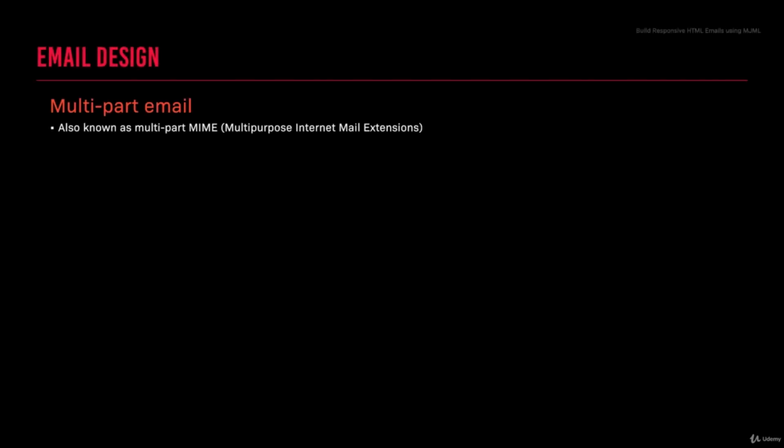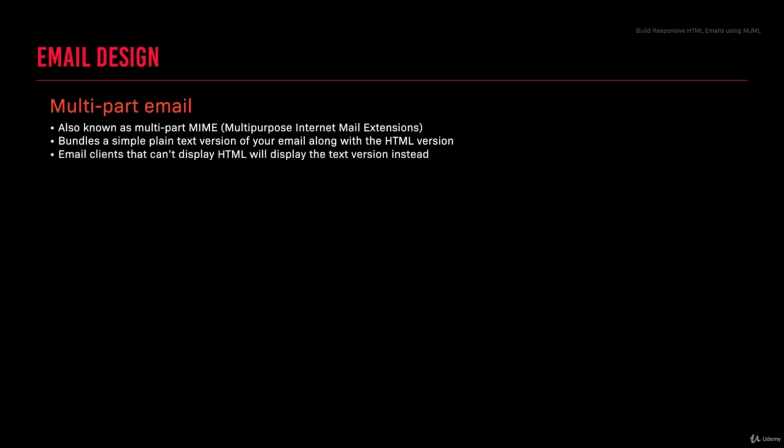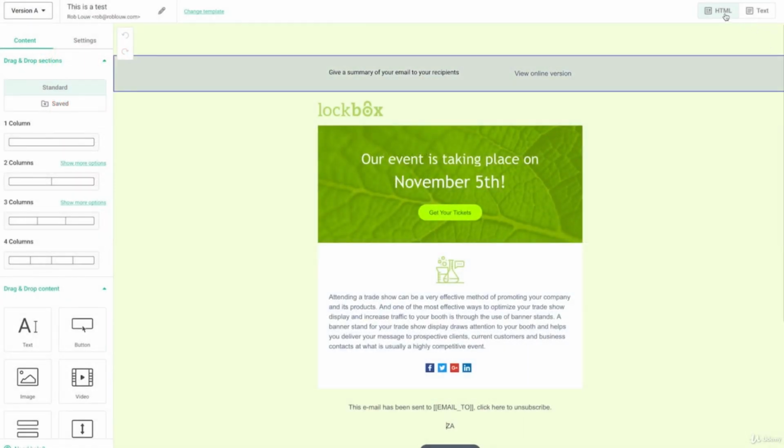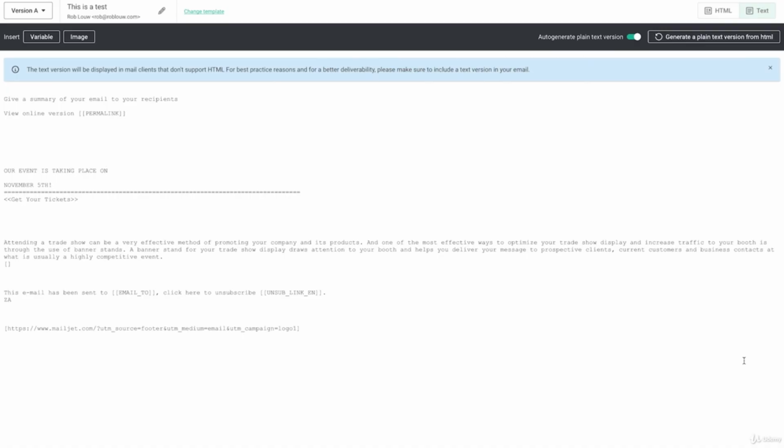So what's a multi-part email? A multi-part email, also known as multi-part MIME or Multipurpose Internet Mail Extensions, bundles a simple plaintext version of your email along with the HTML version. And email clients that can't display HTML will display the text version instead. It's recommended that a multi-part email should be part of every email campaign, and luckily most email service providers, or ESPs, send multi-part emails automatically.